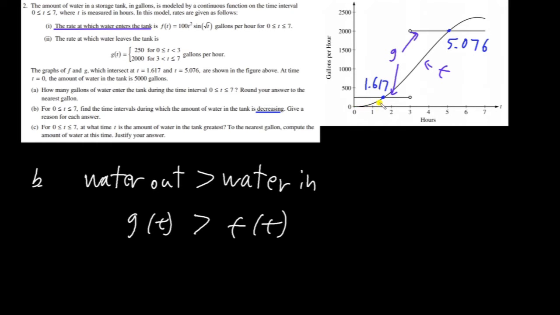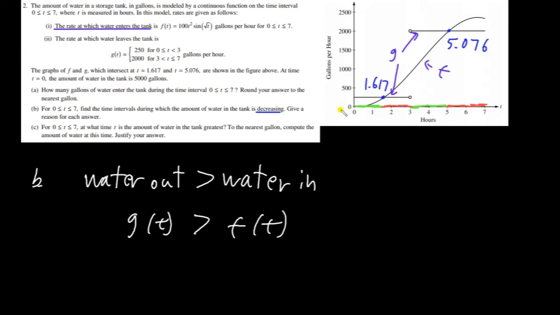So in this time interval, you can see that f of t is under g of t. In this time interval, g of t is under f of t. And then in this time interval, g of t is above f of t. And then finally, from here on, f of t is above g of t. So in these two green segments, g of t is above f of t. Those are the segments where the amount of water in the tank is decreasing.